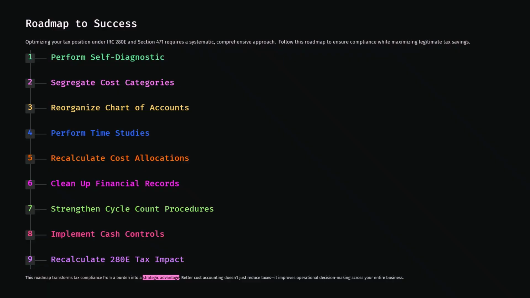So step two, segregate cost categories properly. You can't just lump everything into inventory or COGS and hope it passes. You need to separate direct labor, indirect labor, overhead, SG&A, marketing. The IRS will want to know exactly what's being included and why.